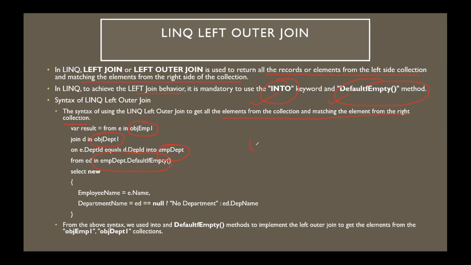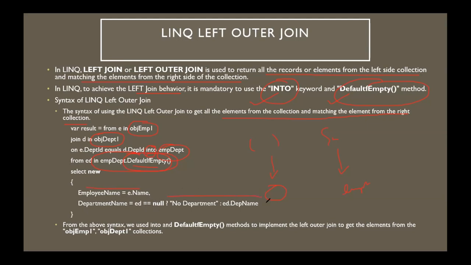If we have no elements in a collection, by default the result will be 0. Okay. Good. If you have null values, it will return empty. That is how DefaultIfEmpty works. So you can see that we have used DefaultIfEmpty and the into keyword. And then give the employee name and department name is equal to ed.